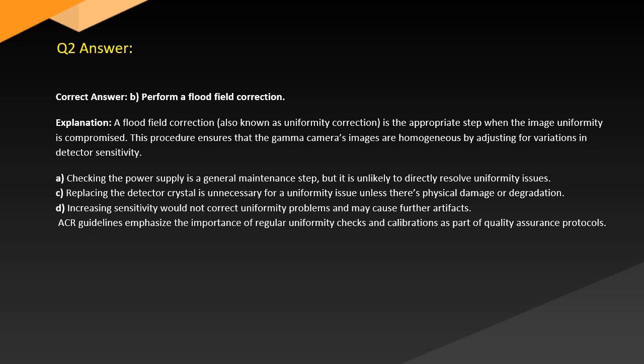Explanation. A flood field correction, also known as uniformity correction, is the appropriate step when the image uniformity is compromised. This procedure ensures that the gamma camera's images are homogeneous by adjusting for variations in detector sensitivity. A. Checking the power supply is a general maintenance step, but it is unlikely to directly resolve uniformity issues.